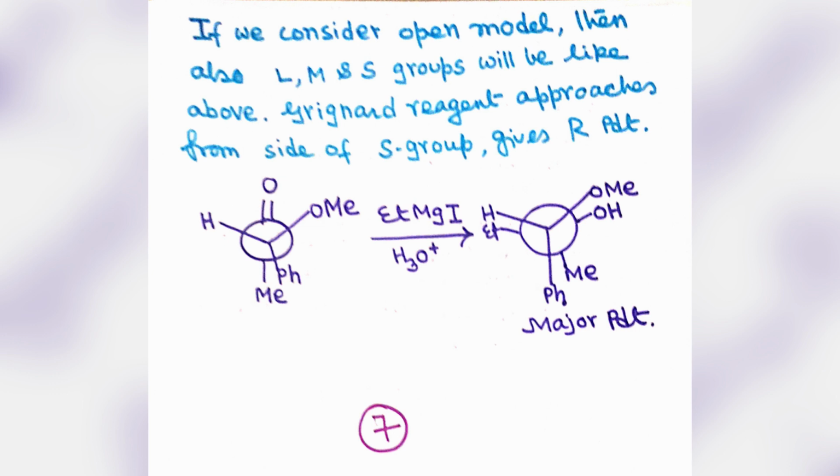So we have already solved and got the RR diastereomer as the major product. If we apply this in the open model also, we get the RR diastereomer as the major product over the RS diastereomer.